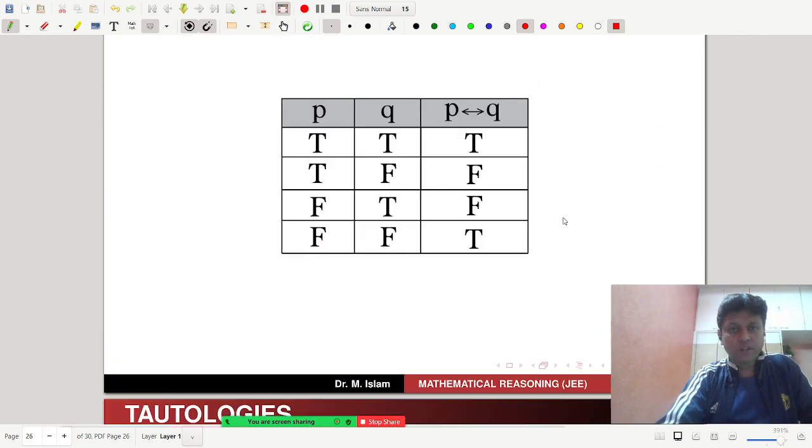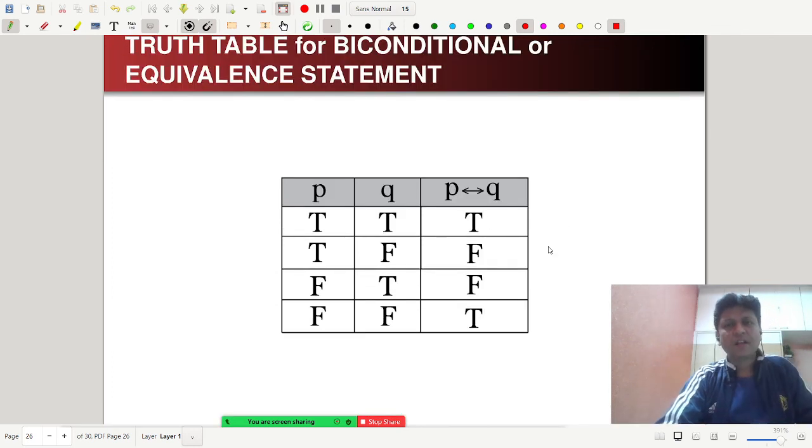We have a last slide after this. The first row says, if P is true and Q is true, then P if and only if Q is true. The second row says, if P is true and Q is false, P if and only if Q is false. The third row says, if P is false and Q is true, it is false. And if P is false and Q is false, it is true.